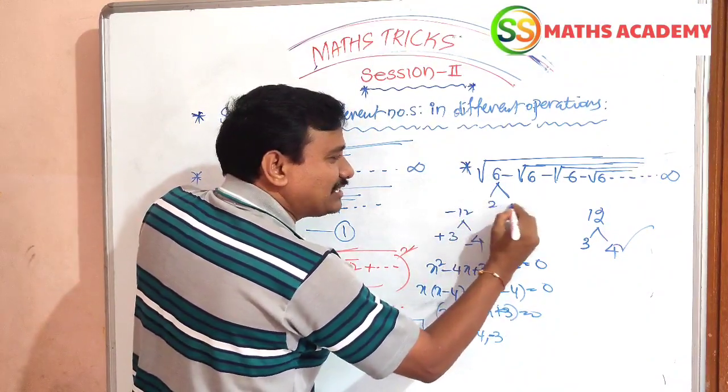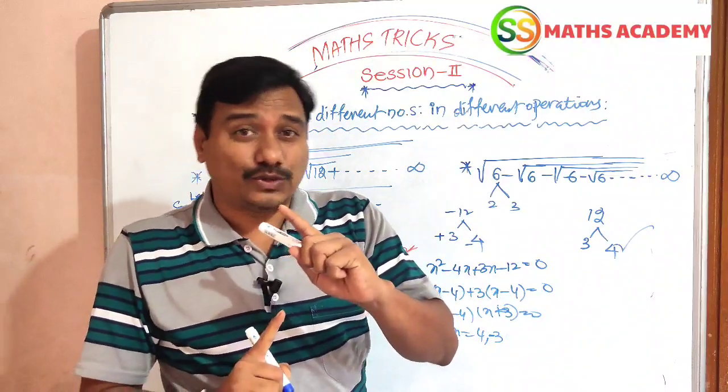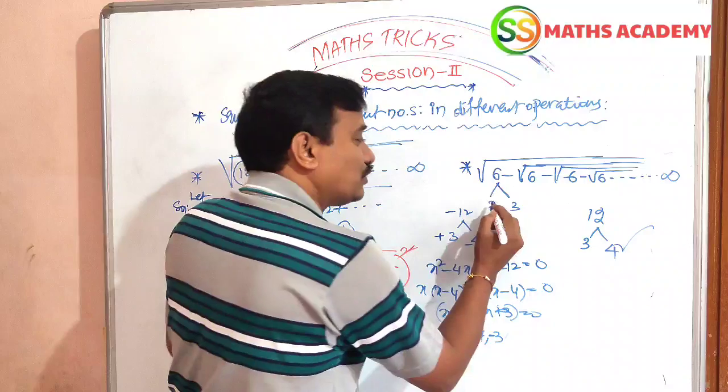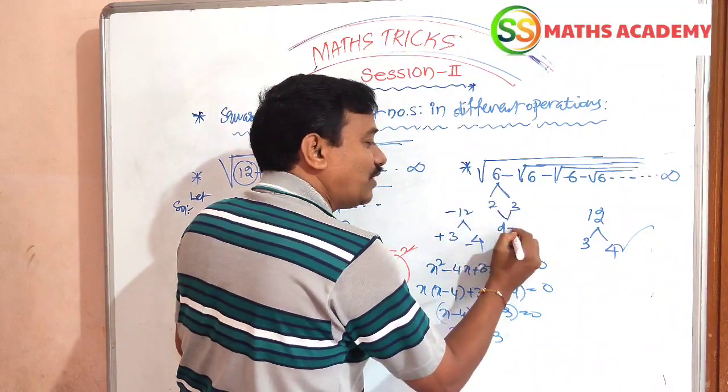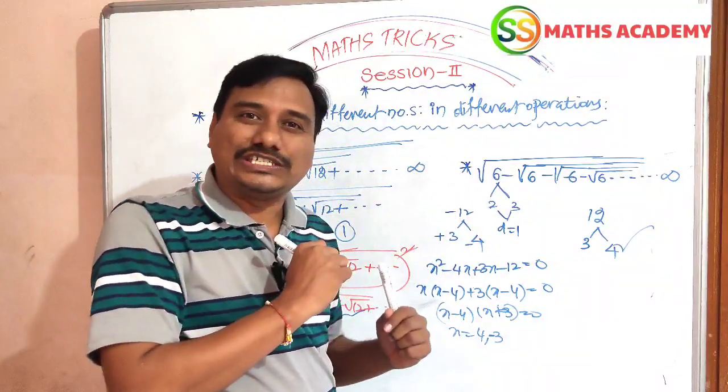6 factors: 2 and 3 make 6, and the difference should be 1. 1 and 6 are also factors of 6, but the difference is 5. Only 2 and 3 have a difference of 1. So in these two factors, what is the correct answer for this question, friends?